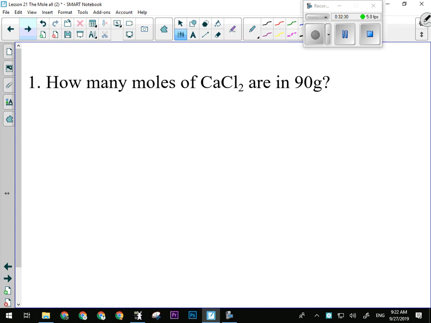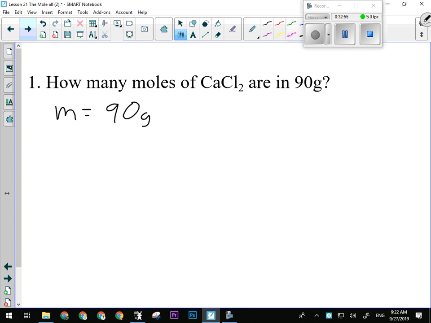Okay, so in this question, and anytime I'm solving a problem in science, the first thing I want to do is write down my givens. That is, what numbers does the question tell me? Okay, so right now the question tells me that I have 90 grams of calcium chloride. What part of the mole equation is the 90 grams? It's a little m, right? It's the mass.